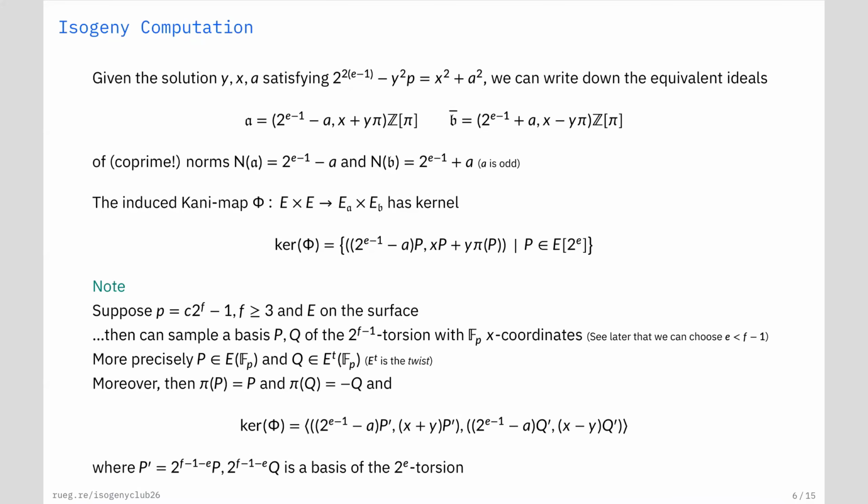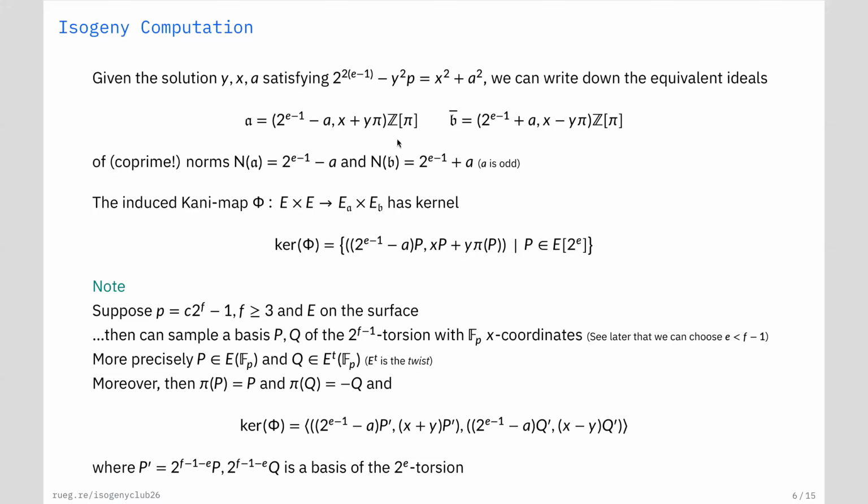So after you've sampled an ideal, you want to then actually compute this higher dimensional isogeny phi, this two-dimensional isogeny phi. And if we recall from the construction, and I know this is a lot of notation, the idea was that this x, y, and a immediately gave you these two equivalent ideals, a and b, as written here, right? They were equivalent, and they had the norms 2 to the e minus a and 2 to the e plus a.